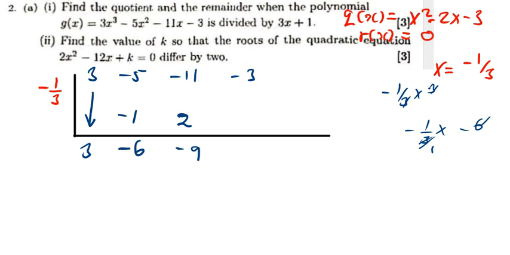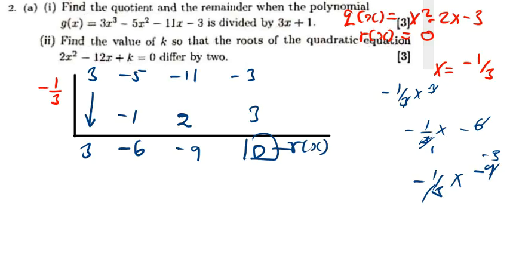So negative 9 times this, again it will give me negative 1 over 3 times negative 9. So 3 there, 3 there, 1, 3 there, negative 3. So it will be negative 1 times negative 3, that is positive 3. If I add this, 0. So this is the remainder.